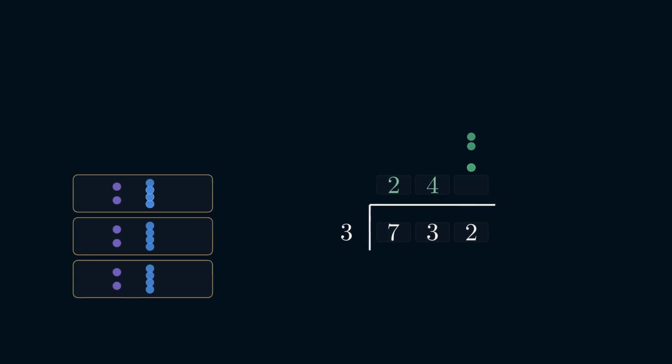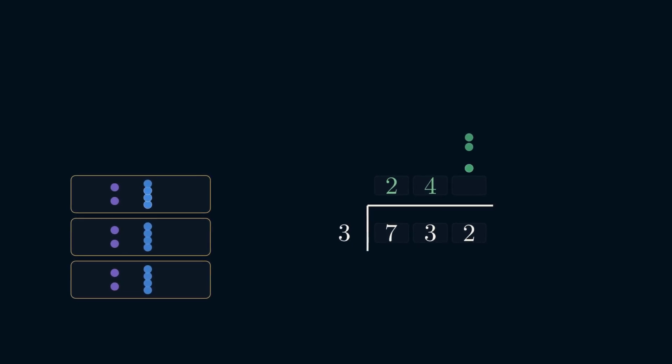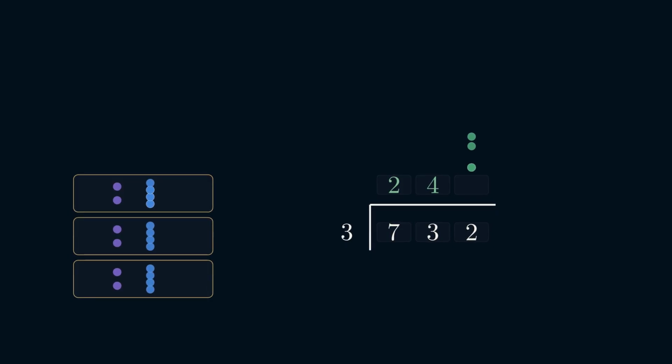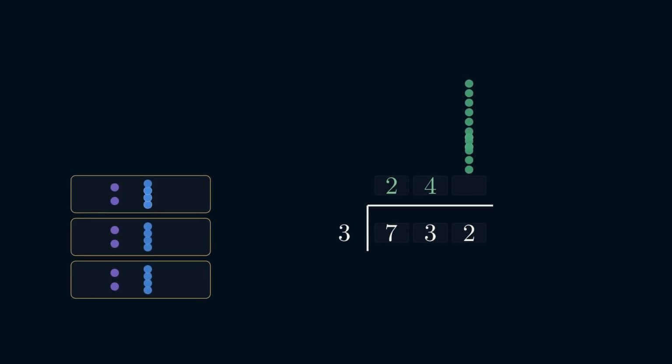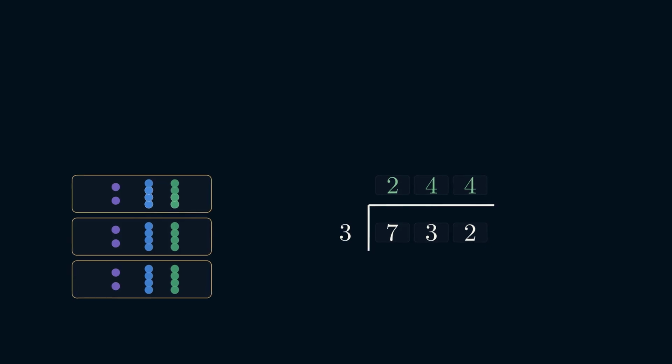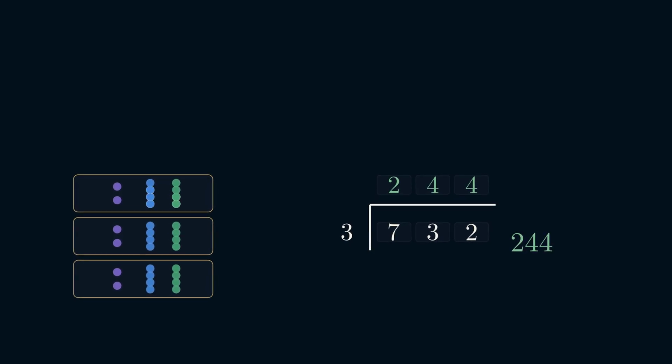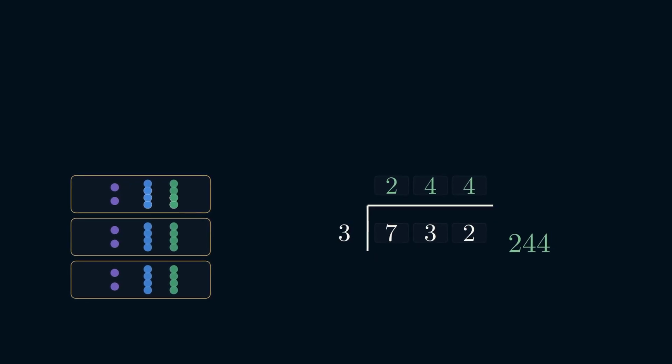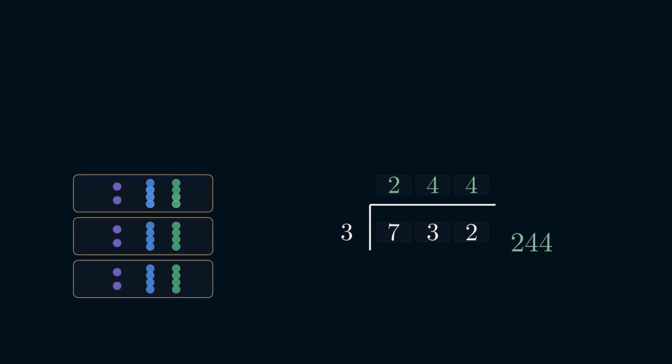Now the same move happens again. That leftover 10 becomes 10 ones. The 10 ones join the 2 ones already there. Now there are 12 ones. We share 12 ones into 3 groups. Each group receives 4 ones. So 732 divided by 3 is 244. That is the carry engine. A remainder moves into the next place and becomes part of the next chunk.